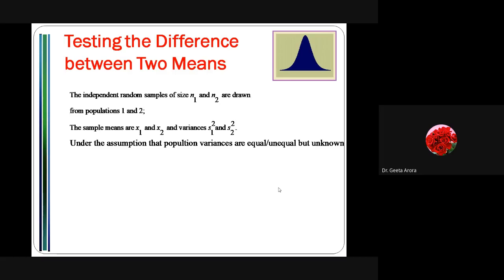And if we have the two samples of size n1 and n2, we are saying that the sample means are x1 bar and x2 bar, and the variances are S1 square and S2 square. Now here we have one assumption, that the population variances are equal or unequal but unknown. What we are saying is population variances are unknown, and we have the assumption of the equality or inequality of the population variances. Correct?